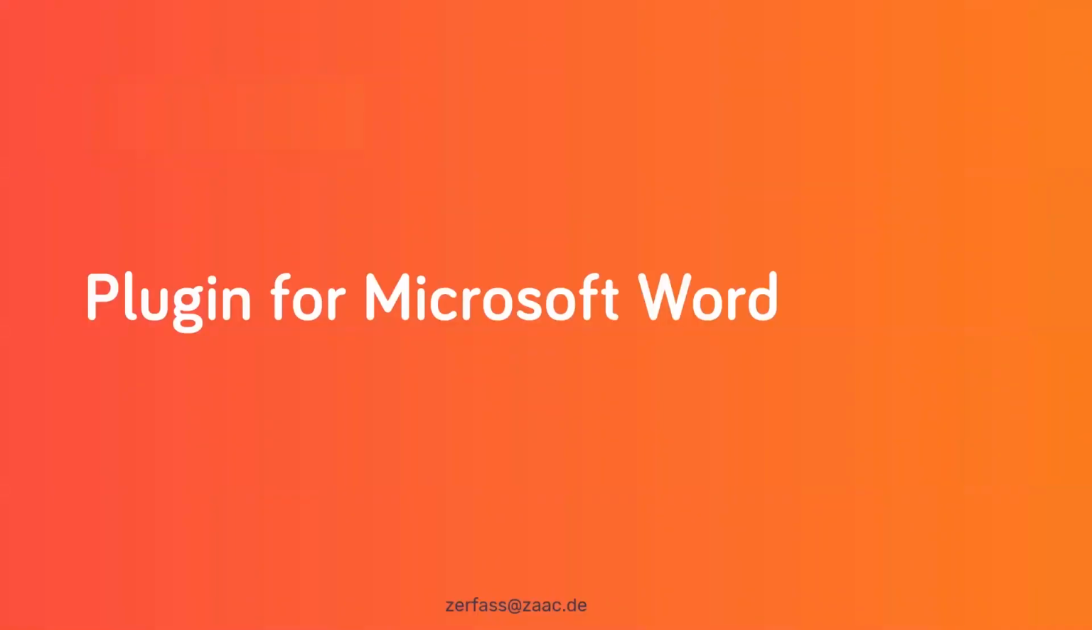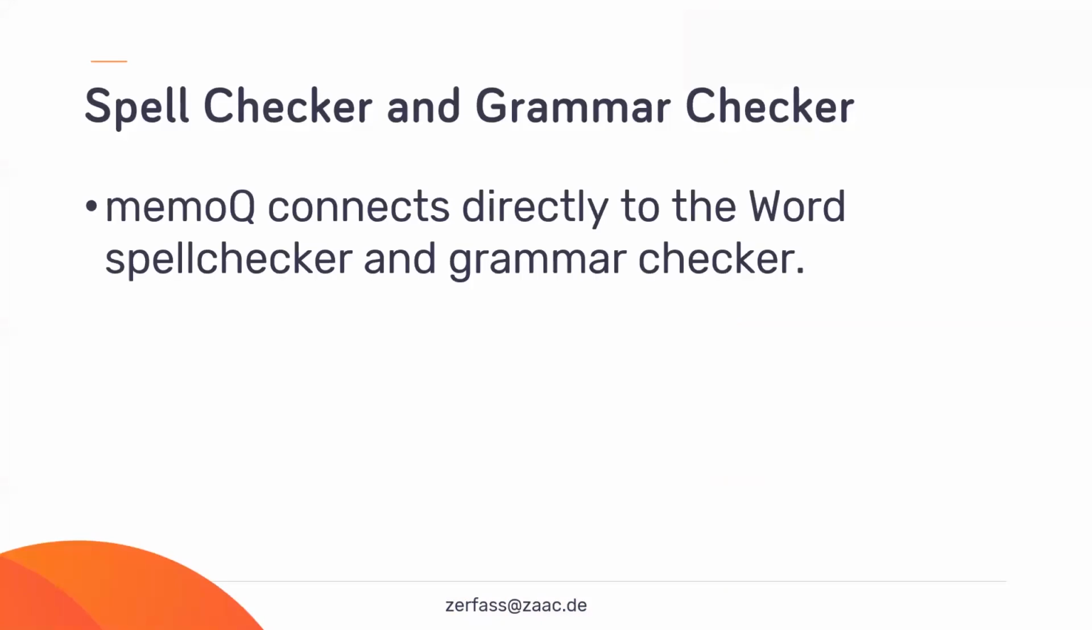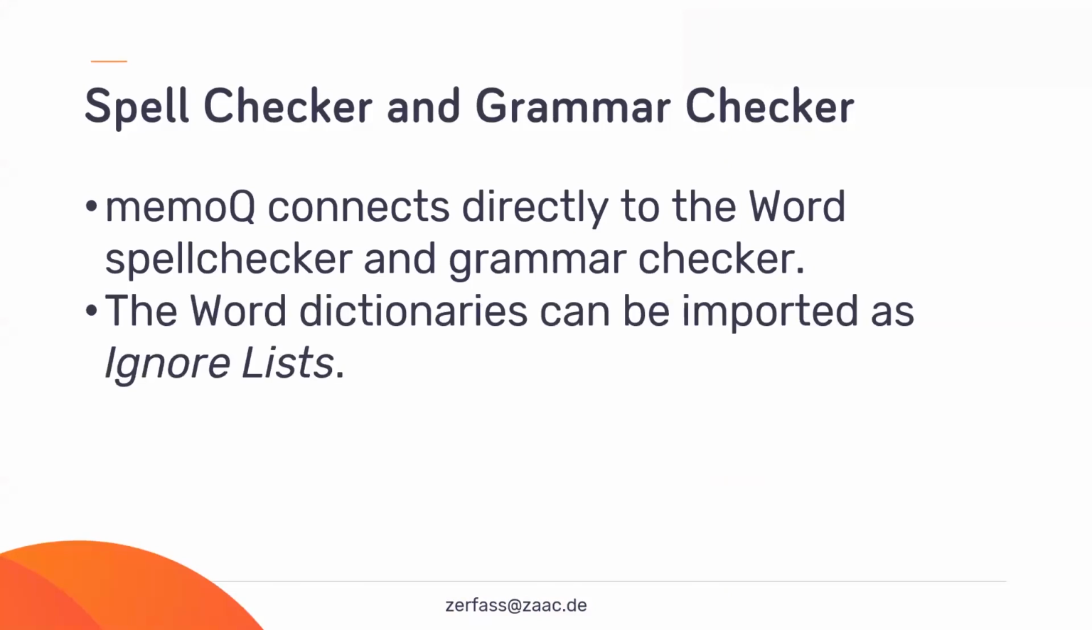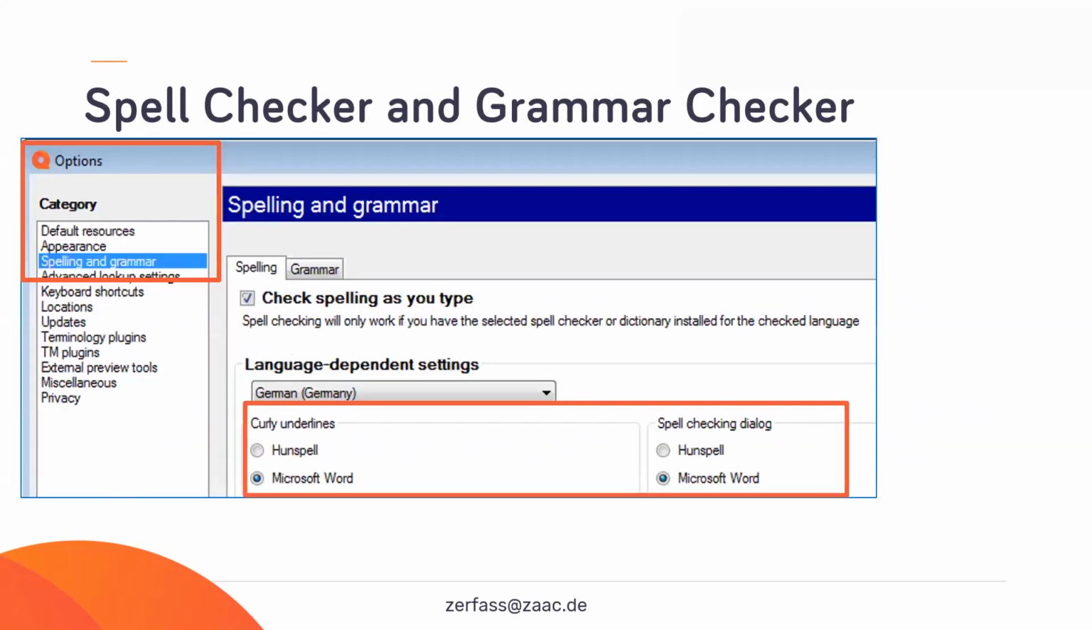Let's start with the plugin for Microsoft Word, which is already there. So it's connecting directly to Word if you want to use the spell checker or the grammar checker from Word. In Word, you have dictionaries where you store the words that should not be checked by the spell checker. This can be imported into the ignore lists in memoQ. And once you've added words in memoQ to these ignore lists, they can also be exported again to the Word dictionaries.